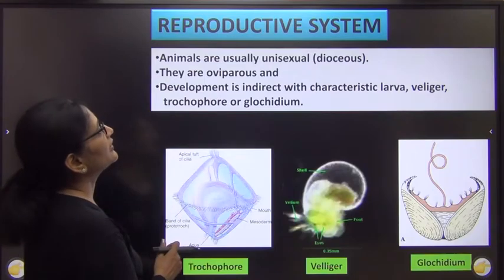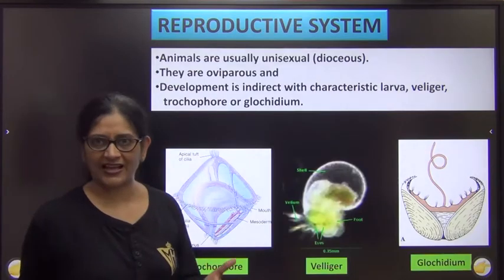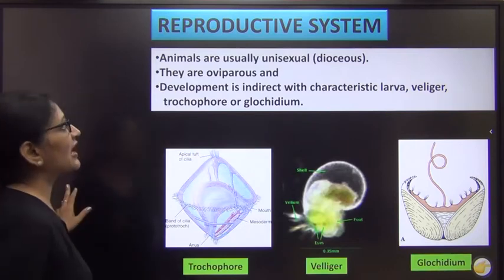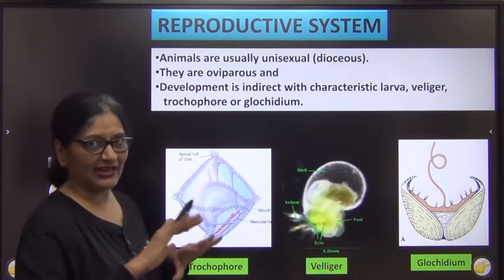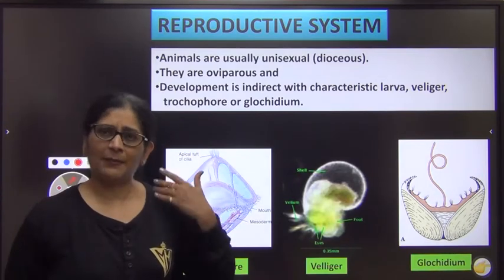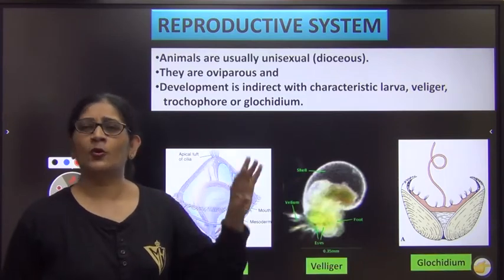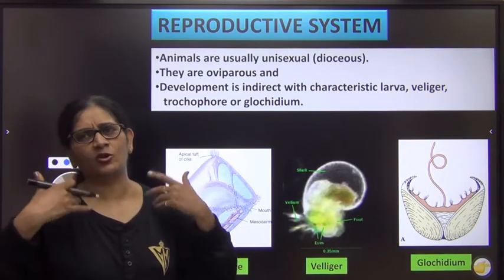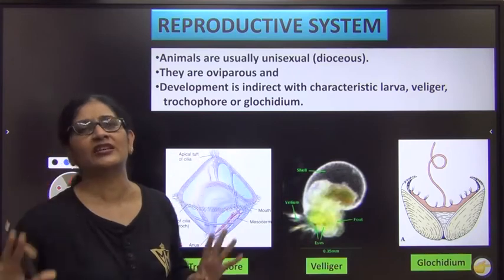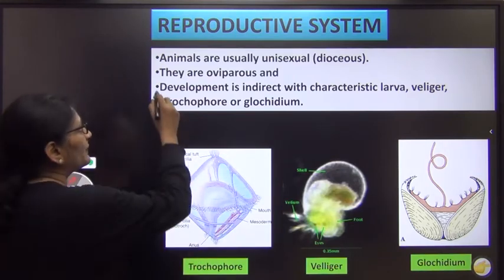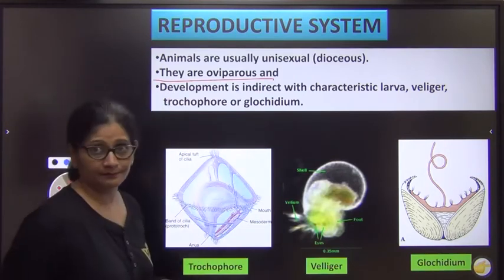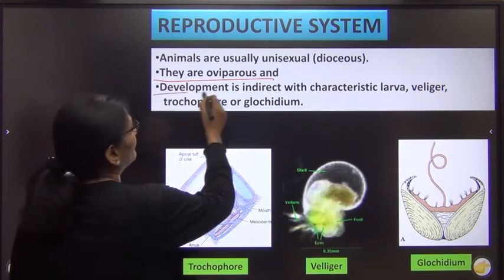After nervous system, we come to reproduction, as we always do. Animals are usually unisexual. That means male and female are separate. From arthropod onward, you will see male and female separate. They are oviparous, that means they lay eggs. Development is indirect.